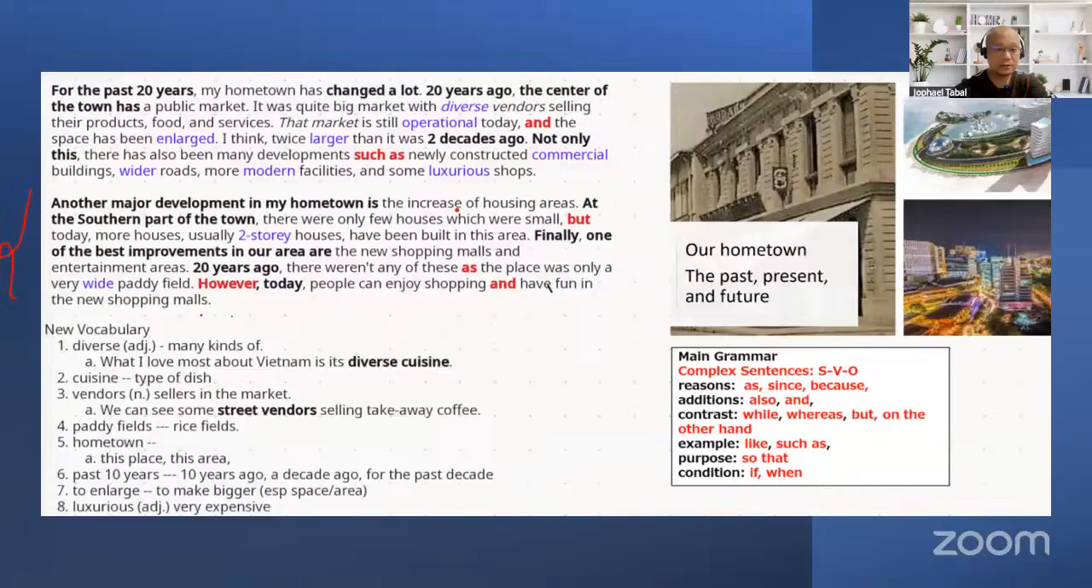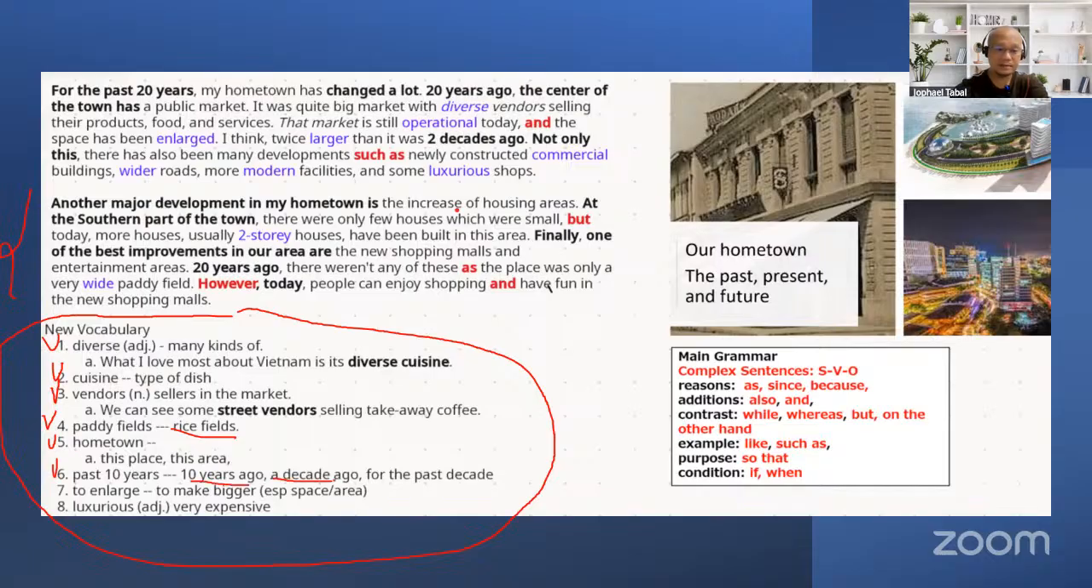So these are some of the most useful vocabulary here. We have, for example, diverse cuisine, vendors, paddy fields means rice fields, your hometown, past 10 years. Instead of saying past 10 years, you can say 10 years ago, a decade ago, or for the past decade. To enlarge means to make bigger, especially space or area. And luxurious, the function for that is adjective, which means very expensive.